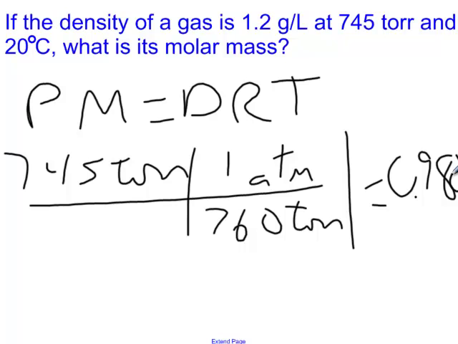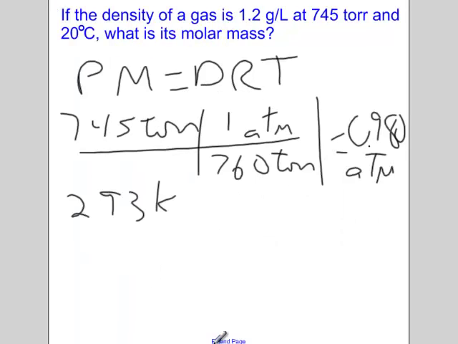0.980 atmospheres. We've also obviously got the 20 degrees Celsius plus 273, that's 293 K. Okay, now we can plug and chug.